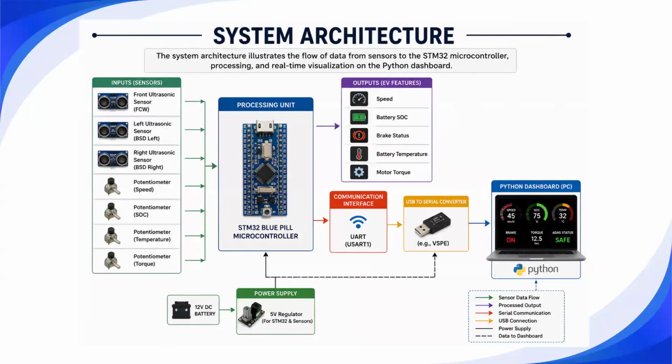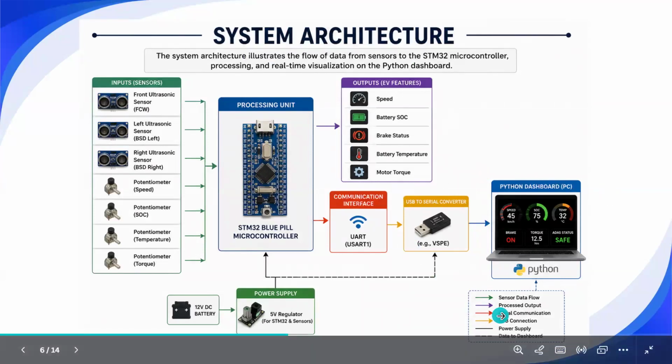Now, coming to system architecture, which gives the complete idea of this project. The system begins with two types of inputs. The first input is obtained from the potentiometer. As we are doing a simulation right now, real world sensors can't be used. So we used potentiometers to provide vehicle parameters such as battery, motor torque, and speed. The second input comes from the ultrasonic sensors for the ADAS features.